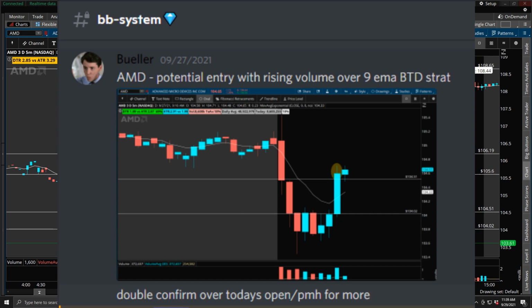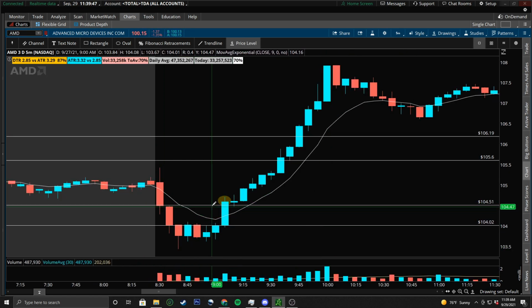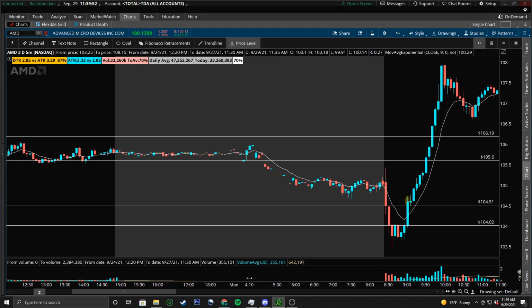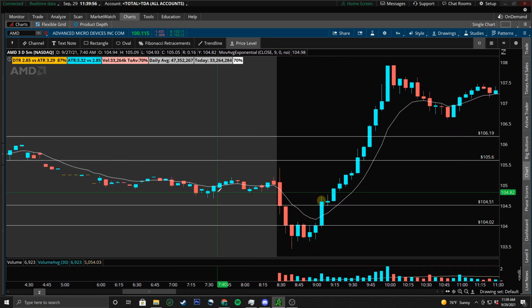Basically what you're looking for is a stock that drops and then recovers. After you have that drop, base, or any kind of pattern that sends it back up, you look for a rising volume close over the 9 EMA. So you don't just look anywhere for it. You want it to have a good drop. If it ends up picking back up, you want to start looking at yesterday's prices, as you can see here, previous day high, previous day low, and then your pre-market high, pre-market low.